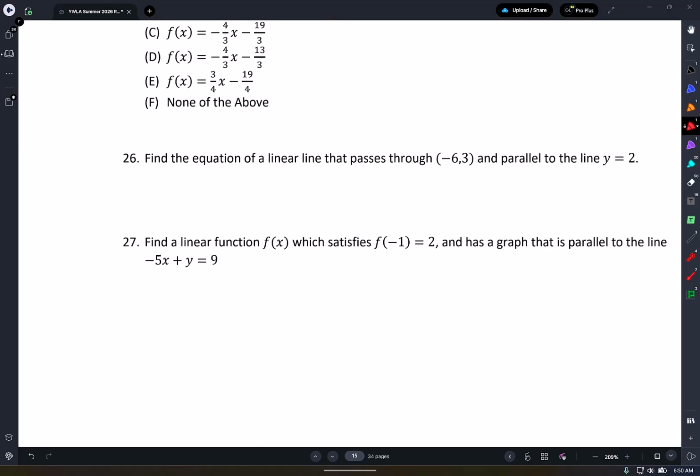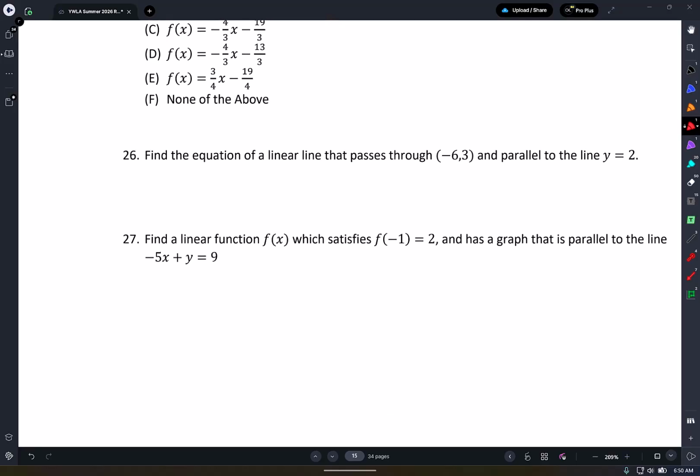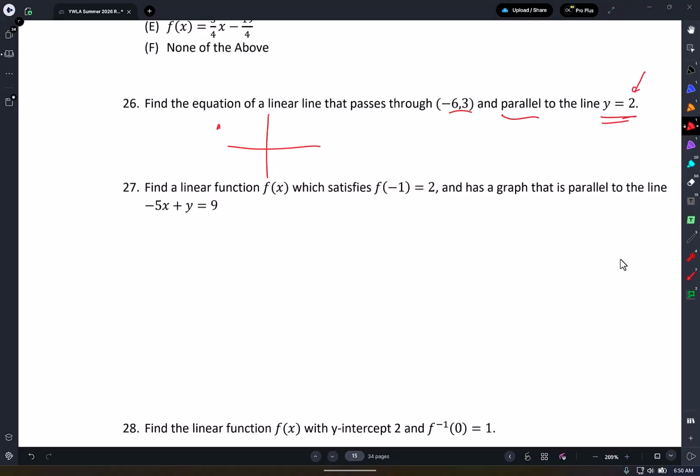Let's see. Find the equation of a linear line that passes through. So if you're going to have a linear line that is parallel, you have to find your slope. Notice it is a horizontal line, guys. So the only way that it's going to be parallel is if you have another horizontal line. So maybe plot this point, that might be the easiest route. -6, 3. Plot that point, and then plot this y equals 2, and then see if you can get another line that's parallel to that particular point. And hopefully that's enough to help you with that one, guys. But if it's not, please shoot me an email, and we can talk in more detail.